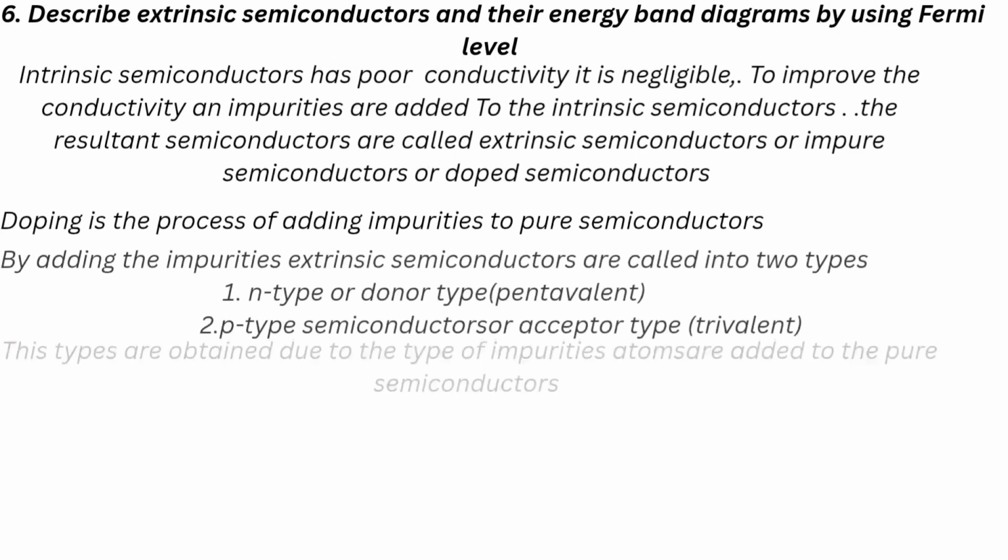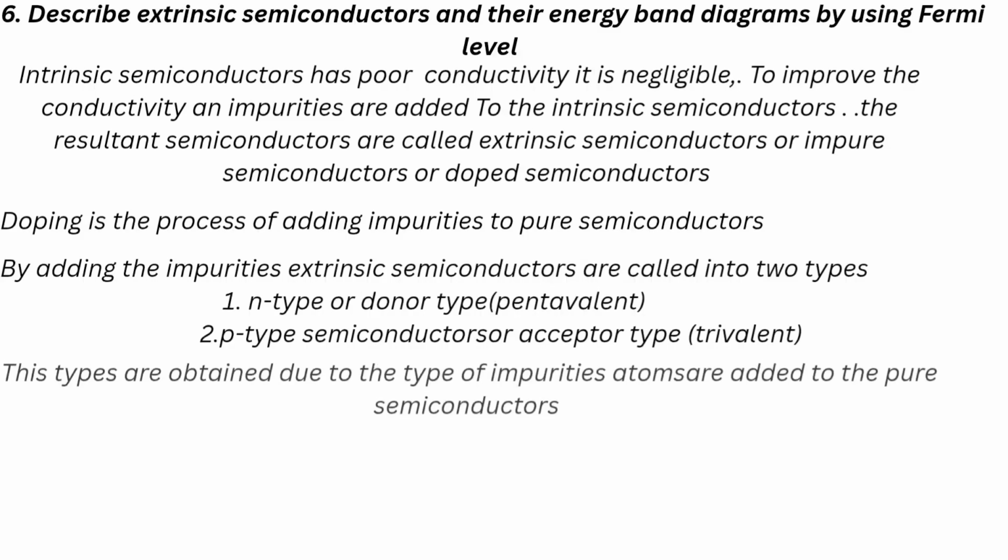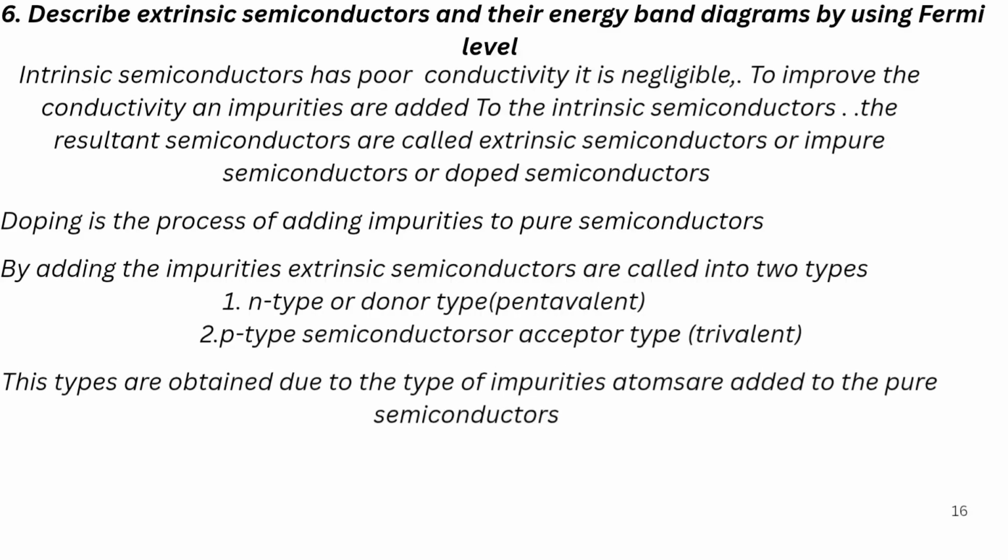So in intrinsic semiconductors, there are equal numbers of electrons and holes, and at room temperature the covalent bonds will be broken and electrons move from the valence band to the conduction band. The current conduction is due to both the electrons and the holes.